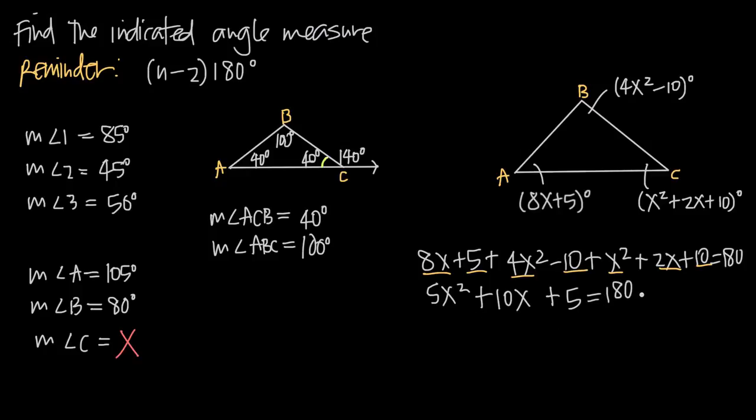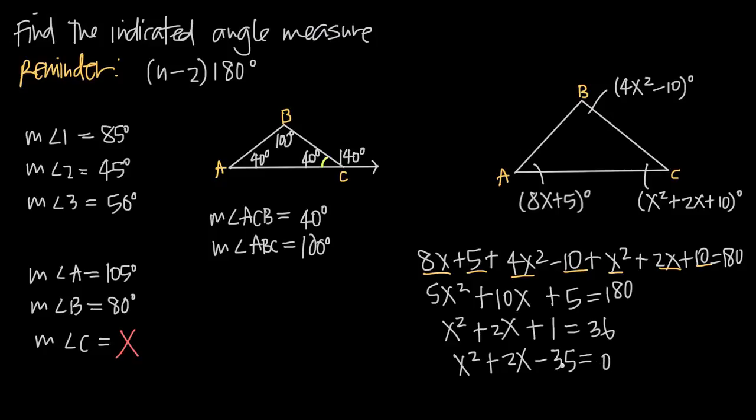Now, because every term on both the left and right-hand side of the equation is divisible by 5, we can go ahead and divide out a 5. So if we divide every term by 5, here we're going to get x squared, 10x is going to become 2x, plus 5 is going to become plus 1, and 180 divided by 5 is going to be 36, so we'll get equals 36. If we subtract 36 from both sides, we'll get x squared plus 2x, 1 minus 36 is a negative 35, and 36 minus 36 is going to give us 0.